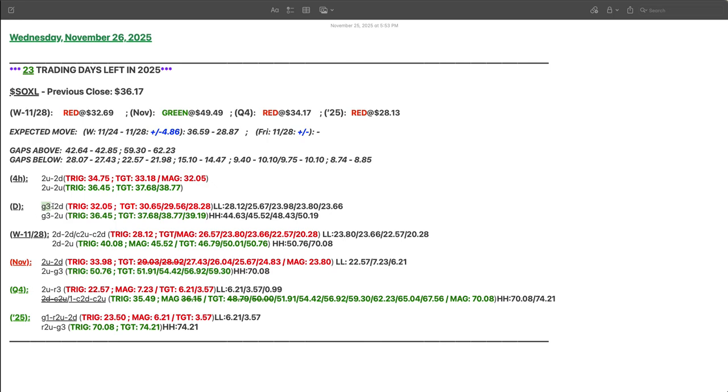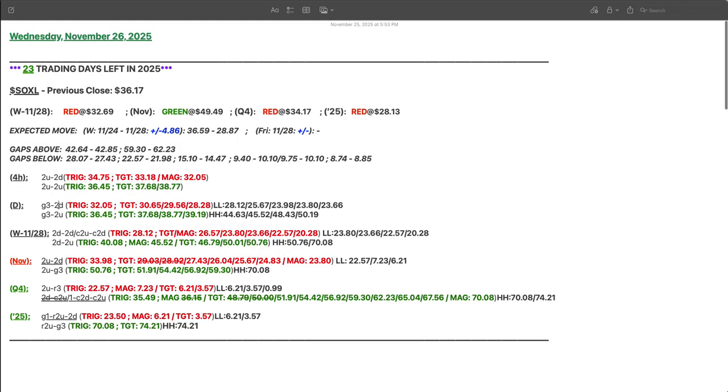Now, we had the green 3 or the bullish engulfing candle on Tuesday. So Wednesday on the day chart, the only thing that we can do is either go 2 up or 2 down. I mean, I guess we can stay inside as well, but that wouldn't trigger anything. But to trigger something to the downside, we'd have to go below 32.05, which is the magnitude of the 4-hour move, right? Once we reach 32.05, that triggers a 2 down. So our targets at that point would be 29.56 and 28.28.